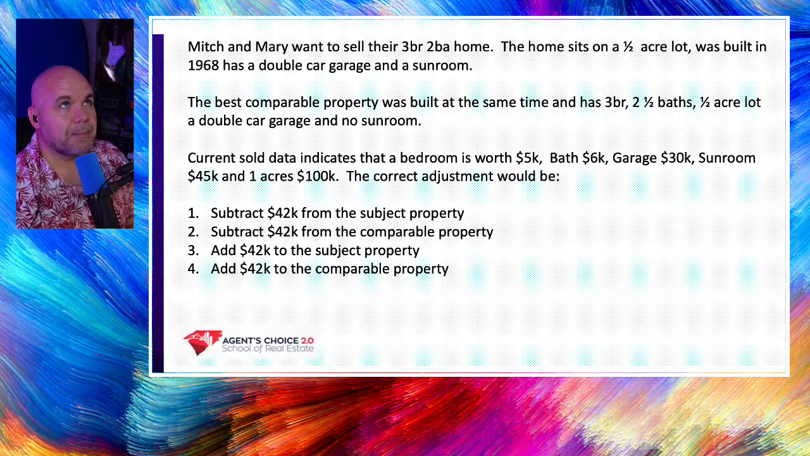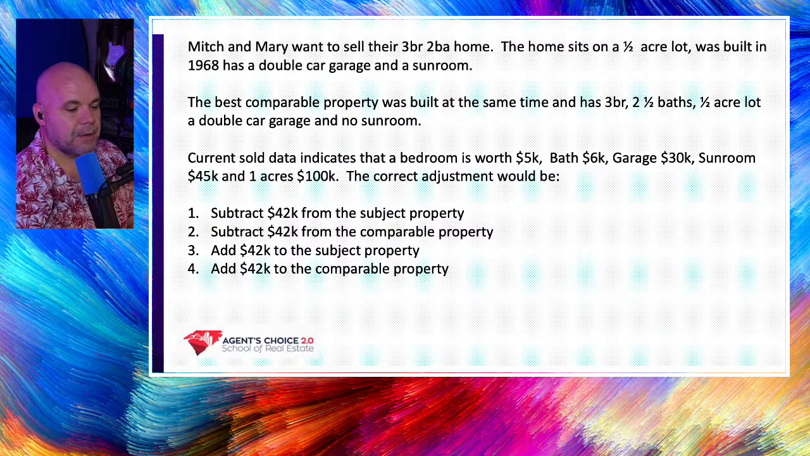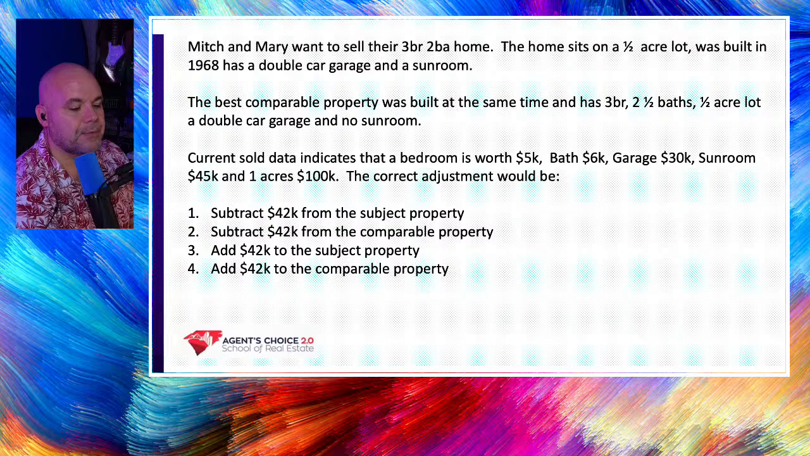3 bedrooms are the same. The bathrooms are different though. We've got a subject with 2 baths, a comparable with 2.5 baths. So that comparable has more. We need to subtract something. What are we going to subtract for a half bath? They don't give us a half bath adjustment. They just give us a bath adjustment. And if that's the case, then I would take half of the 6 for your purposes for the test.